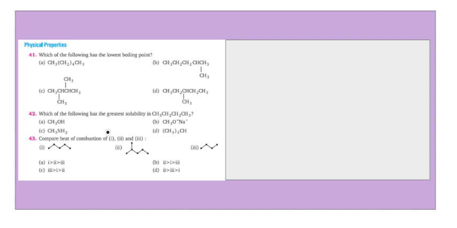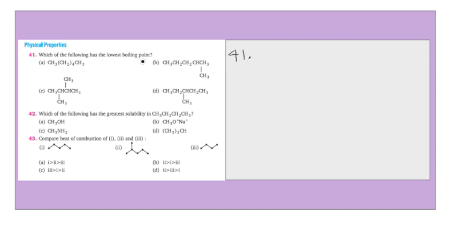In this video, I am going to discuss physical properties of alkane molecules. What are physical properties? Physical properties indicate the boiling point, melting point, solubility, and heat of combustion of compounds. Let's discuss them with some questions. Let's take question number 41.